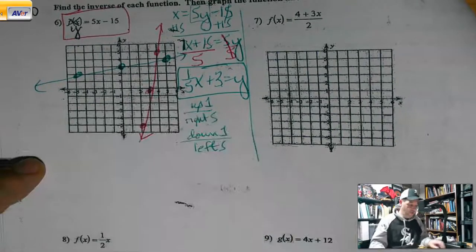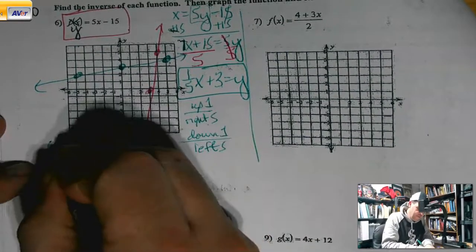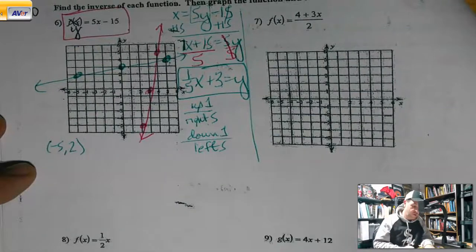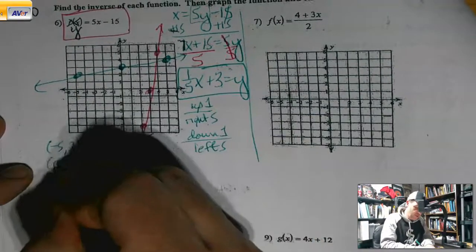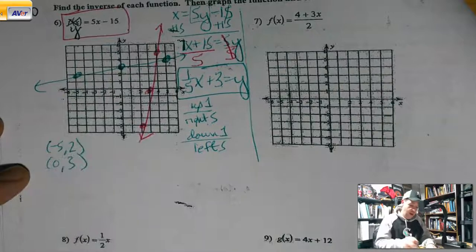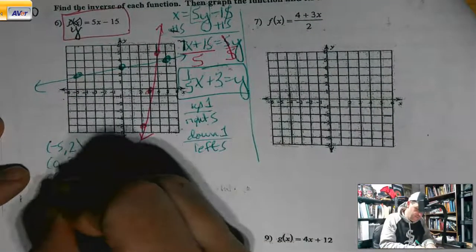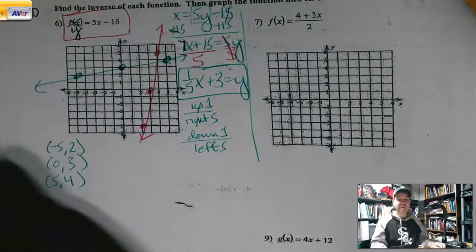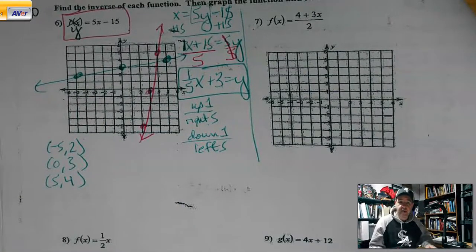You can sit with those points, and you can say, okay, so this is like at -5, 2, and this point was at 0, 3, and this point was at 5, 4. Check this out. Without going to the calculator or anything else, I can get the other 3 points for my inverse. Ready?